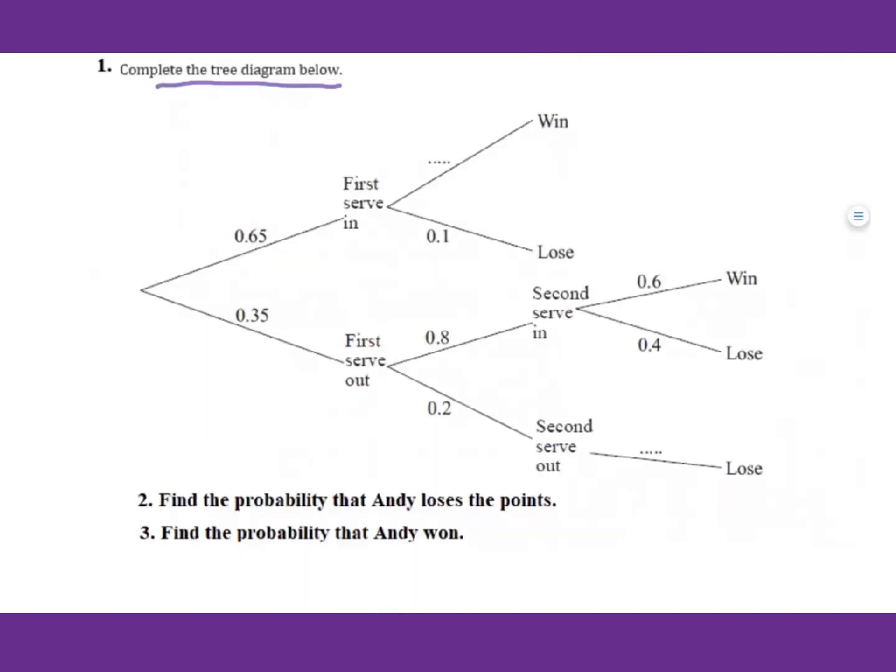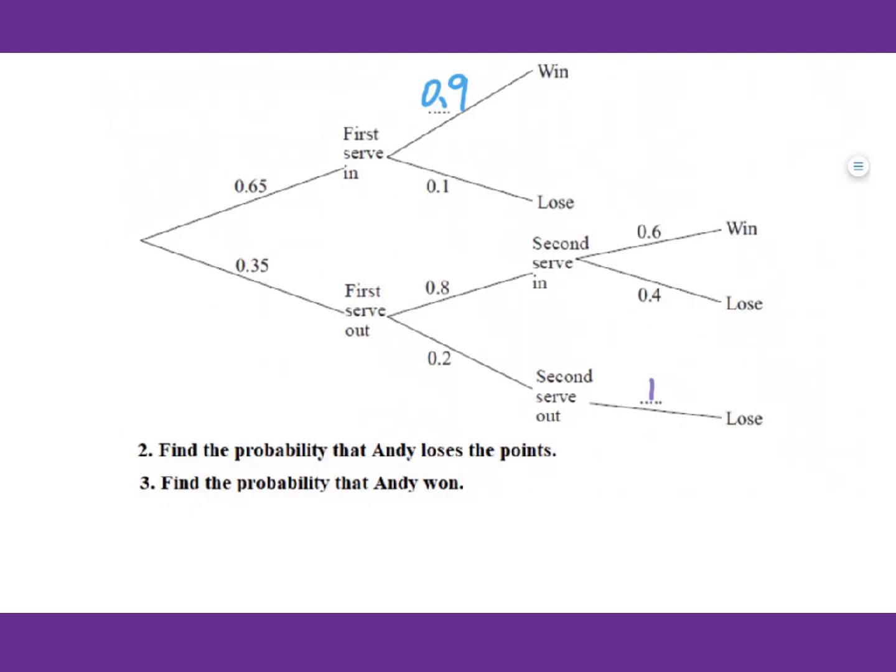Use the property of tree diagram. We can get this will be 0.9. Since here is only one line, therefore it will be 1. For number 2, find the probability that Andy loses the point. We'll check on the tree diagram where you can find the lose the point. It's here, here, and here.